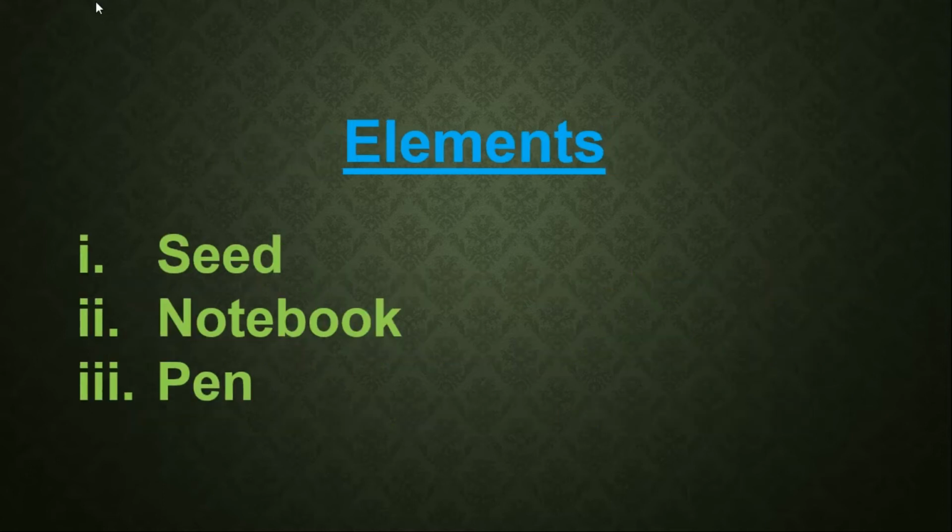Now, to run this experiment, you have to write down the working elements. Here are the working elements. Number 1, seed. Number 2, notebook. Number 3, pen. You have to write down your experiment in the notebook with a pen. And seeds are also needed because the name of the experiment was identification of agronomical and botanical seeds.